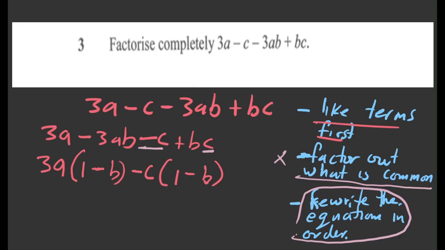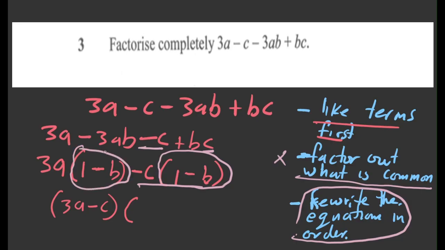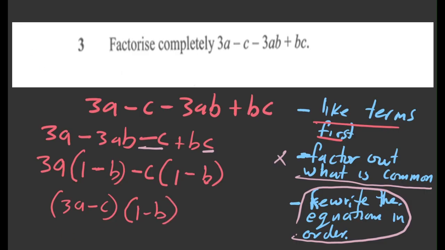So we want to get 3a outside, this one, and the minus c outside. And then in the last brackets you can take either this one or this one, any of those, because they are equal, and then you are done. And that's how you go about factorizing any question in an exam. So I'll say 1 minus b. So this is your final answer. You don't even waste time. This is your final answer.